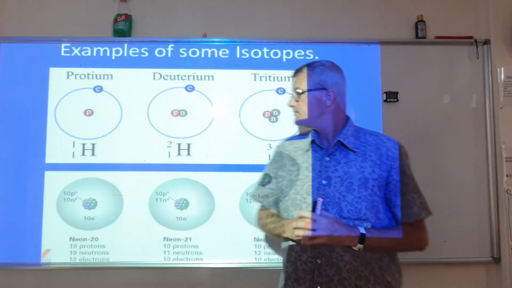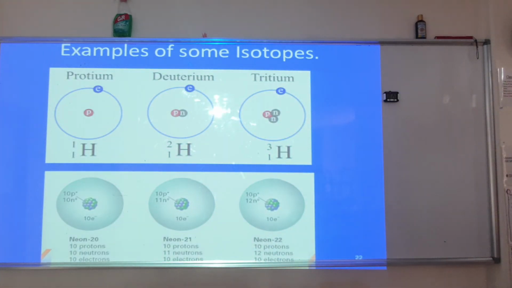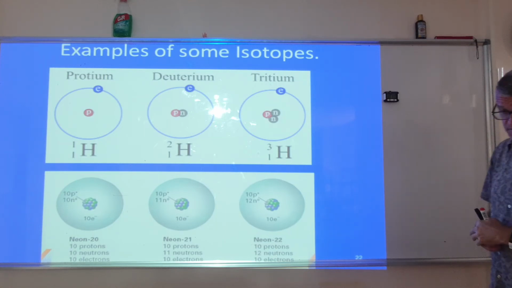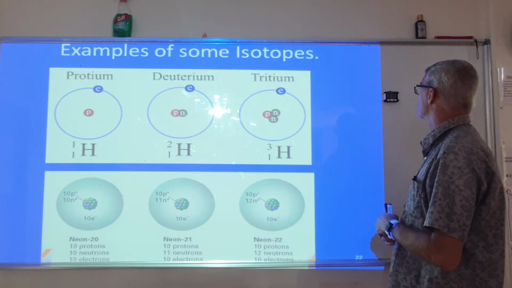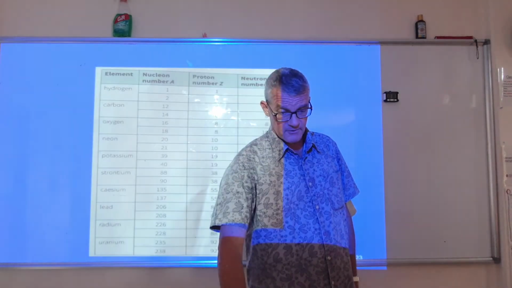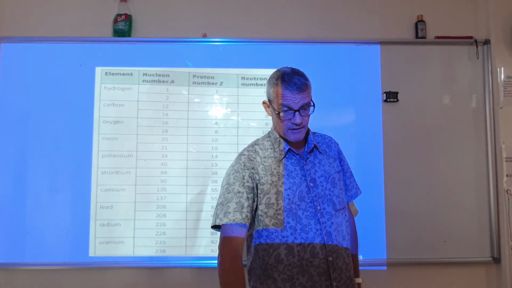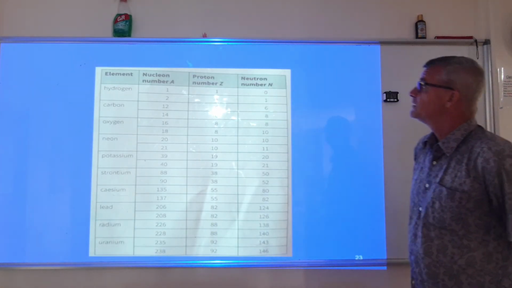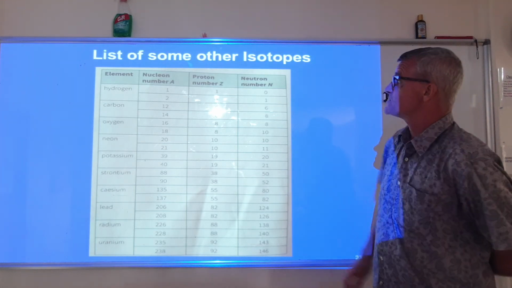Other elements, neon, and we see neon can also have different amounts of neutrons. Okay? Alright. In your book, you see a list of some other isotopes. Yeah?